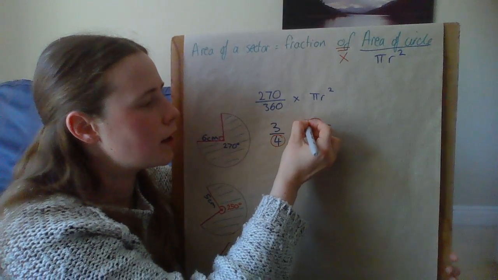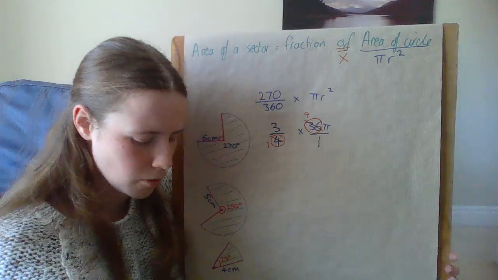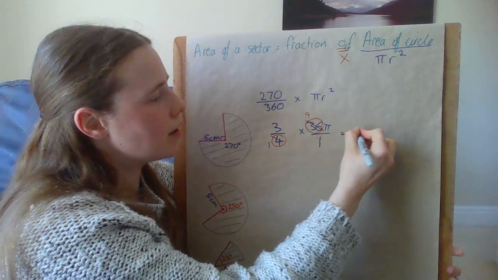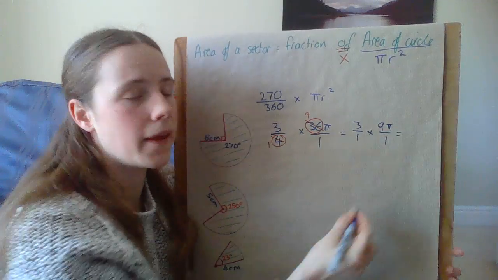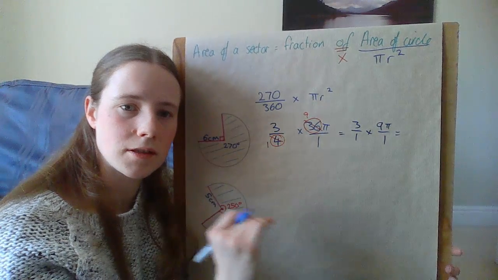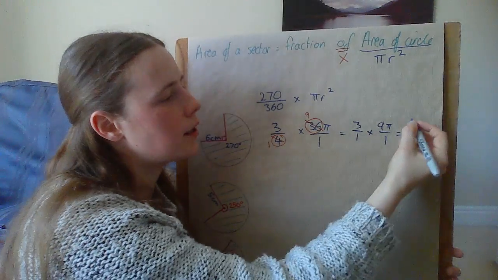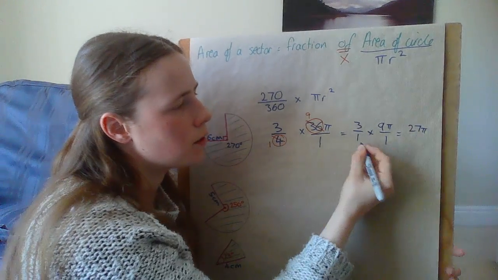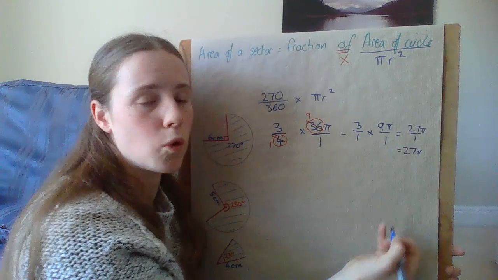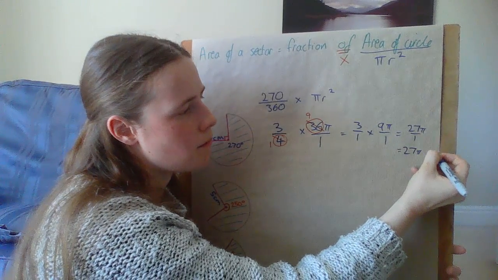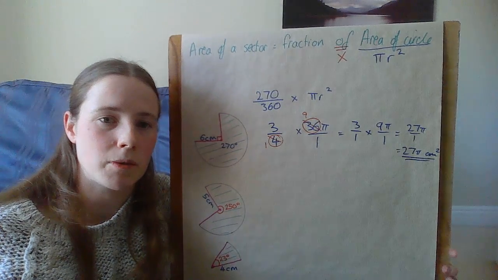36 divided by 4 is 9. 4 divided by 4 is 1. So I'm going to think of this sum as 3 over 1 times 9 pi over 1. And then I just times across the top and times across the bottom like I'm multiplying fractions. So 3 times 9 pi is 27 pi. 1 times 1 is 1. So I've got 27 pi over 1, or 27 pi. And that's my area. Now, I did all of that without going to a calculator.